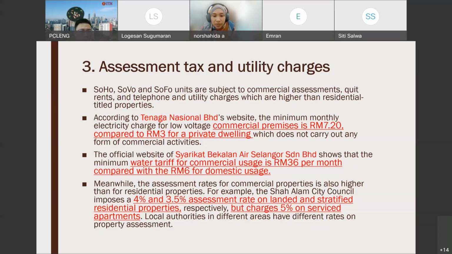Okay. Meanwhile, the assessment rate for commercial properties is also higher than for residential properties. For example, the Shah Alam City Council imposes 4% and 3% assessment rates on landed and stratified residential properties respectively, but charges 5% on service apartments. Local authorities in different areas have different rates on property assessment. Okay, so lebih tinggi lah charges dia.